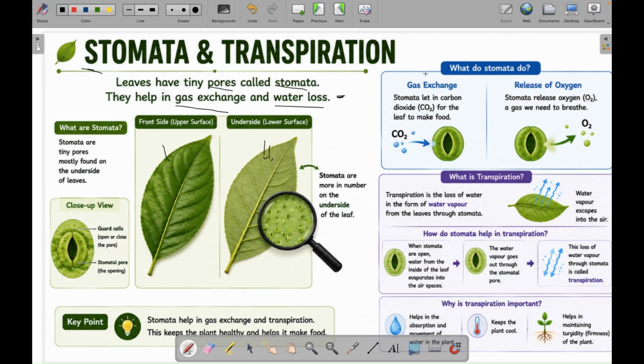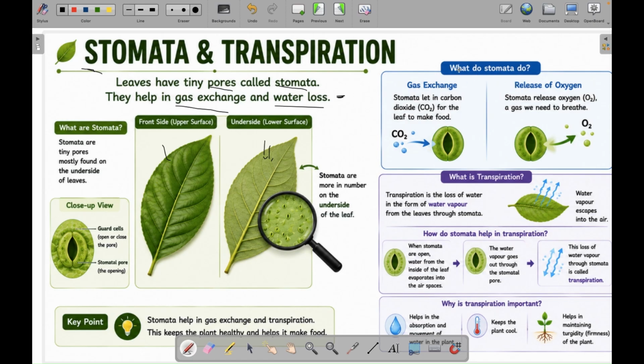So let us see the function of stomata and the structure. This is how a stomata looks. This is a close-up view of a stomata. And what does it contain? It contains a guard cell. This is the cell known as the guard cell. It helps the stomata in opening and closing. This is the stomatal pore, or the hole. Pore basically means hole. So the guard cell controls the opening and closing of stomata.